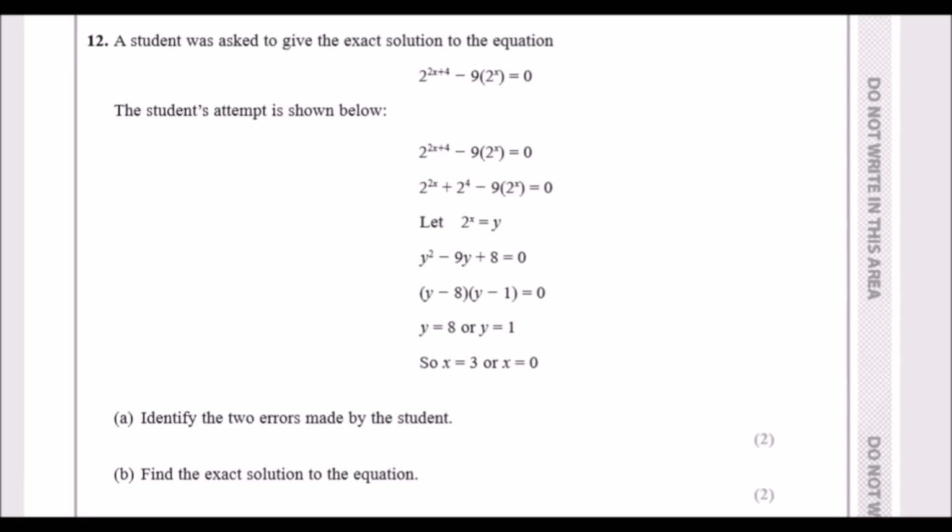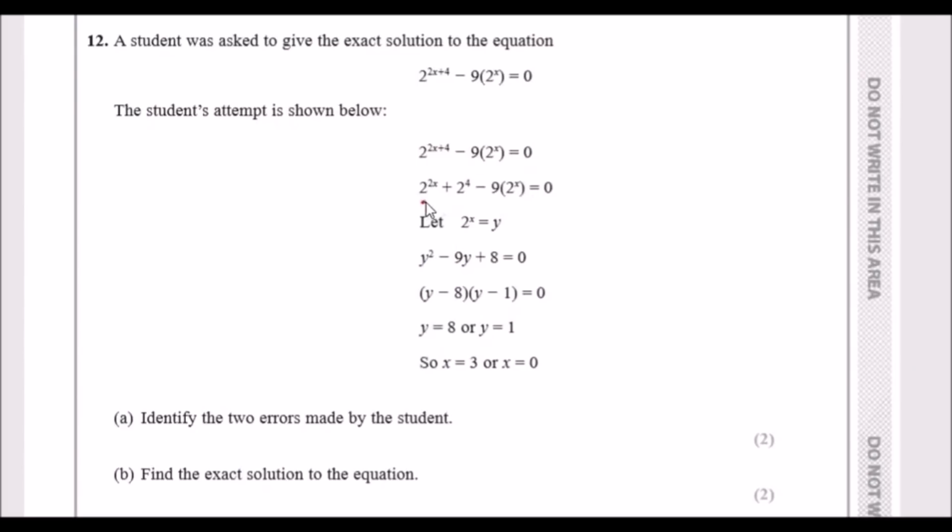Okay, number 12, guys. So a student was asked to give the exact solution to the following equation here. So this is a typical power equation, yeah? The student's attempt is shown below. So the first line is the same. Now, the second line, however, is wrong. And again, this reflects to part A. Identify the 2 errors made by the student.